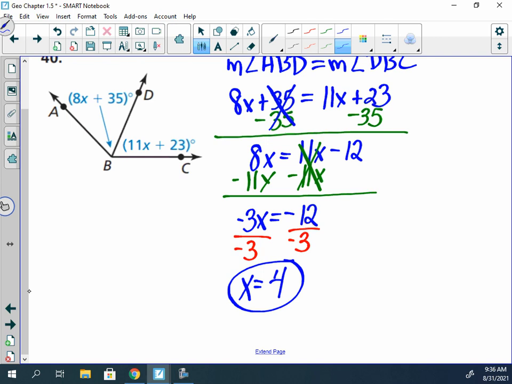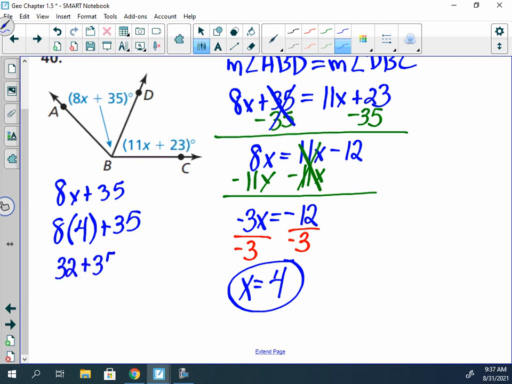Which equation do we want to plug it back into? Well, expression, sorry. Which expression do we want to plug it back into? ABD, 8x plus 35. Well, 8 times 4 plus 35 is what we would have, because the value of x is 4. 8 times 4 is 32, plus 35 is 67, so the measure of this angle is 67 degrees.